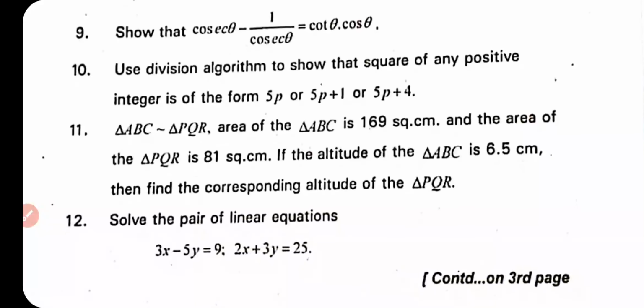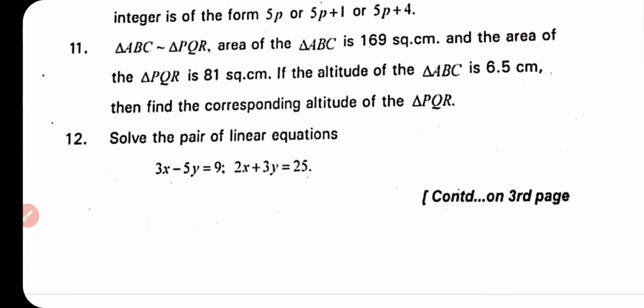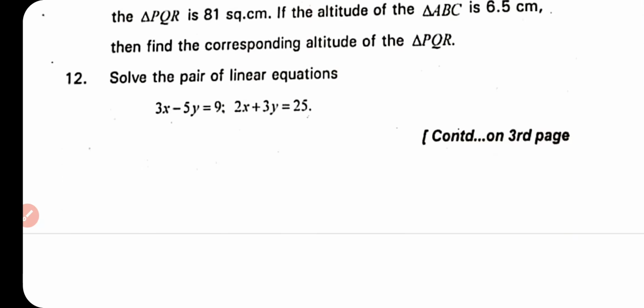Question number 11. Triangle ABC is congruent to, similar to triangle PQR. Area of triangle ABC is 169 square centimeter and the area of triangle PQR is 81 square centimeter. If the altitude of triangle ABC is 6.5 centimeter, then find the corresponding altitude of triangle PQR.